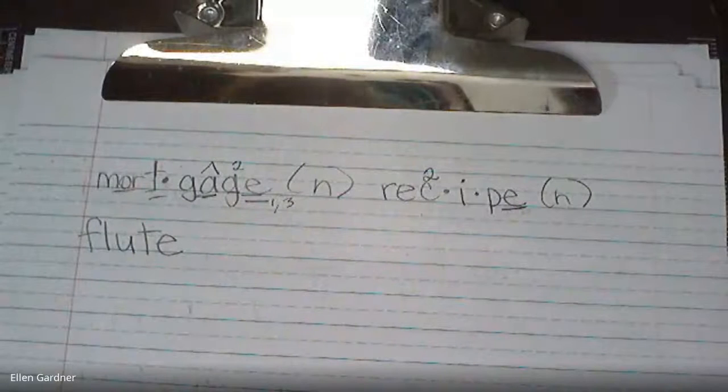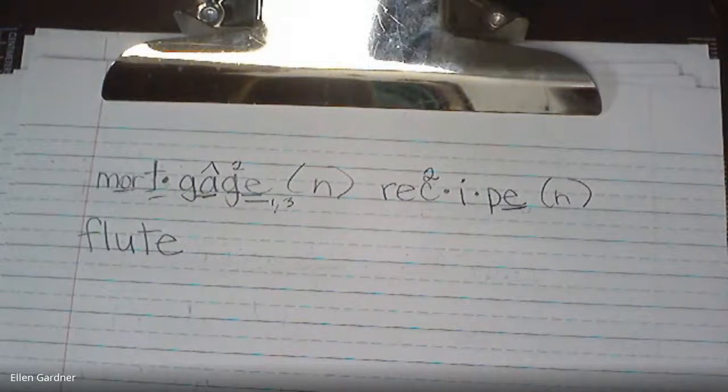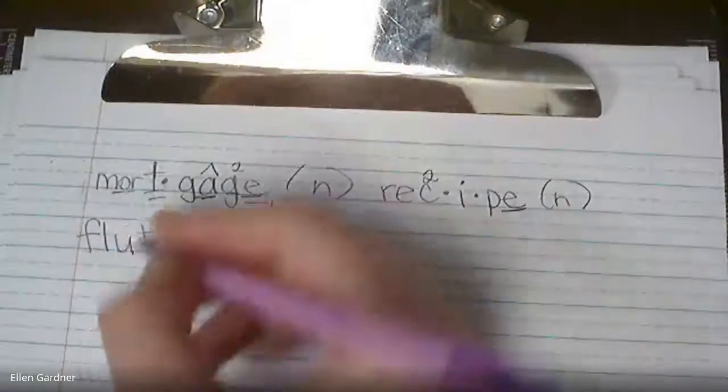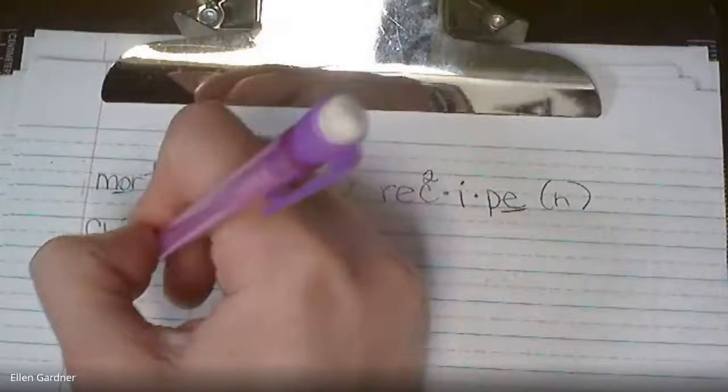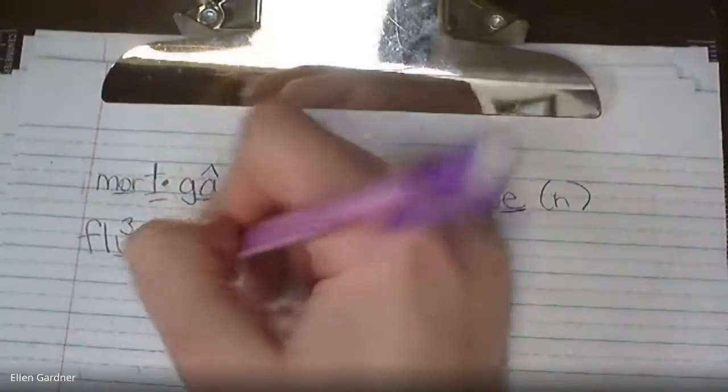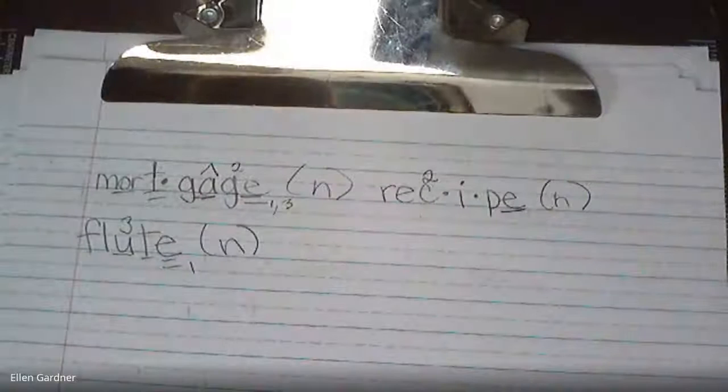O-U-T, silent final E. Check that your spelling matches mine. Okay, four markings. It's just A-U, saying its nickname, because of a silent final E, job 1. And a flute is a noun.